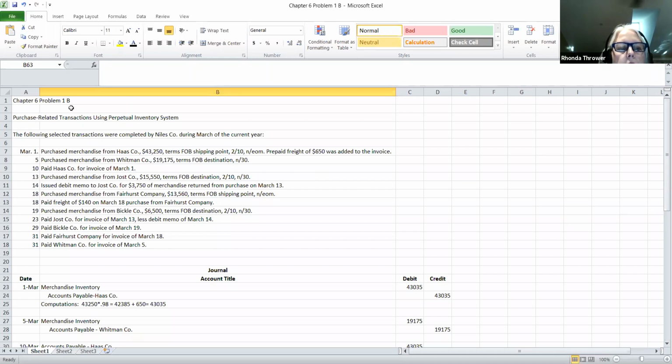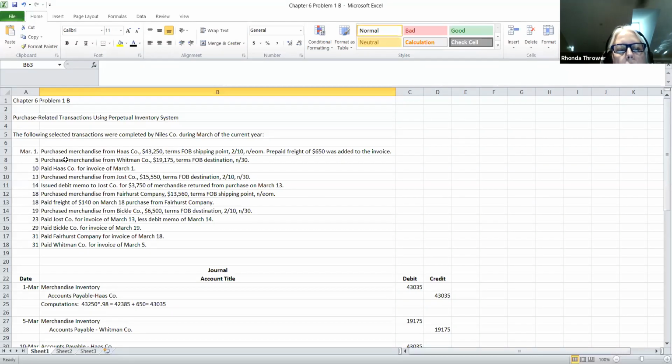And so we're ready to start chapter 6, problem 1B. And these are going to be all purchase related transactions. So we're going to be buying merchandise inventory in these transactions. The following selected transactions were completed by the Niles Company during March of the current year. So these are our transactions, and we're going to put them into the journal.